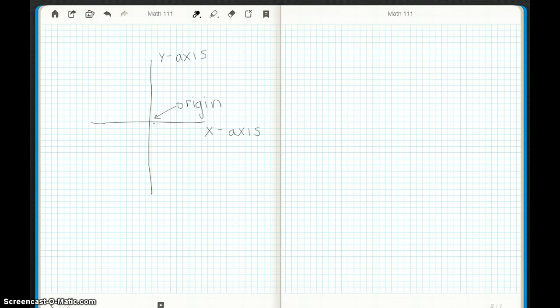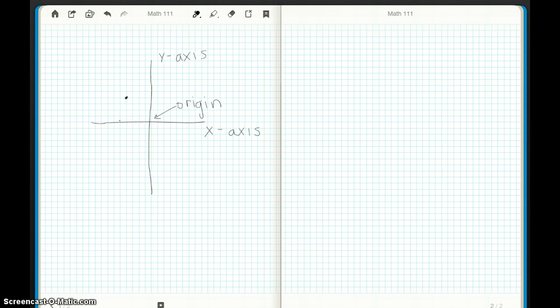So the whole purpose of doing this is that this allows us to locate a point in a flat plane. Instead of saying, oh, there's a dot maybe somewhere over here, we're actually able to give directions about how to get to that point itself. We don't have to say, oh, you sort of go over and up a little bit. You can actually give directions on how to reach that point.